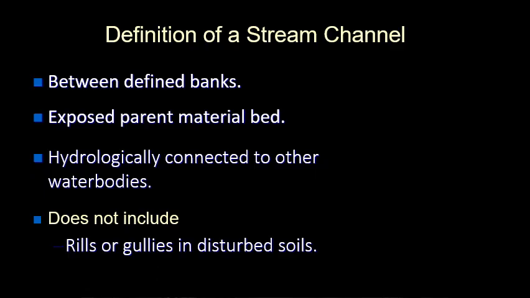The first thing you want to look at in deciding whether you need a permit is to see whether the stream channel meets our definition of a stream. The stream channel will need to have defined banks. They would need to have an exposed parent material bed. Basically, it needs to have a stream bed, usually composed of sand or rock. It may even be a more dark, organic kind of mucky material as well. That's also considered parent material. As long as it doesn't have upland vegetation growing within it, it is considered a parent material bed.